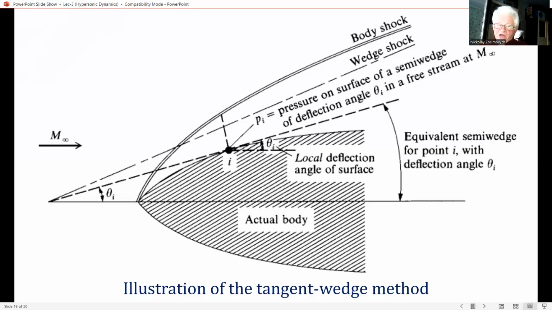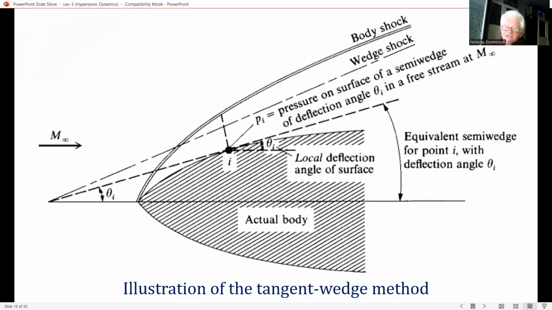Imagine a line tangent to the body, as we can see in the dotted line, at this point i. We find the perpendicular at this point and then find the tangent. This line makes an angle theta sub i with respect to the free stream and can be imagined as the surface of an equivalent wedge with a half angle of theta sub i, as shown by the dashed line here.